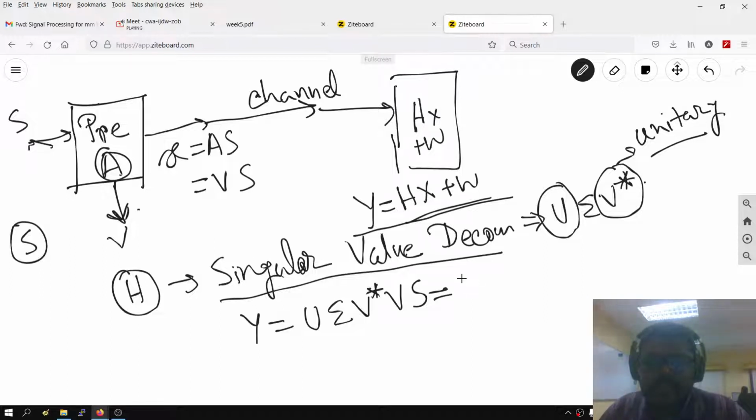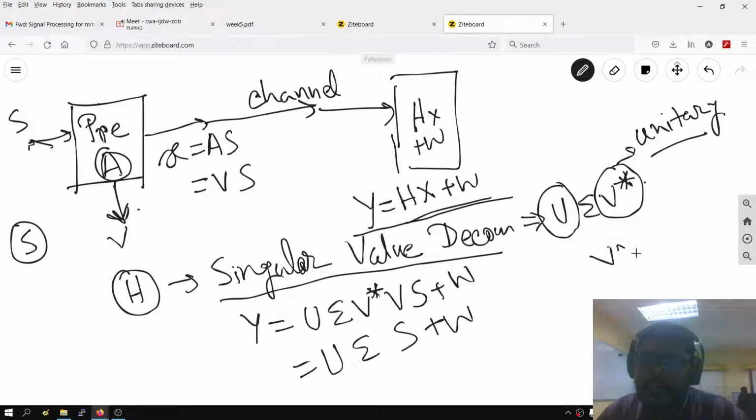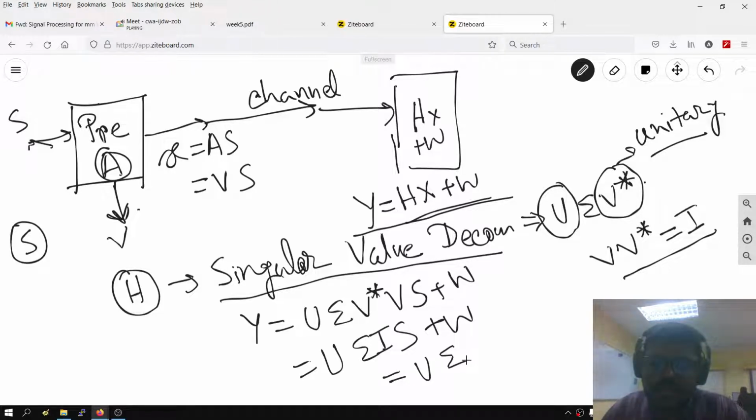So the equation becomes y is equal to, and of course the W term will be here. You cannot omit the W term. And now what does it become? It becomes U epsilon S plus W. Why? Because V is a unitary matrix, and the definition of a unitary matrix is V into V star is equal to the identity matrix. So here the identity matrix comes, and it becomes U epsilon S plus W.